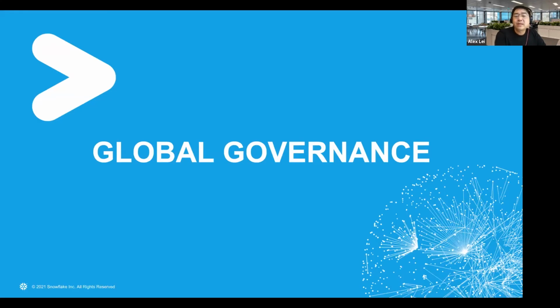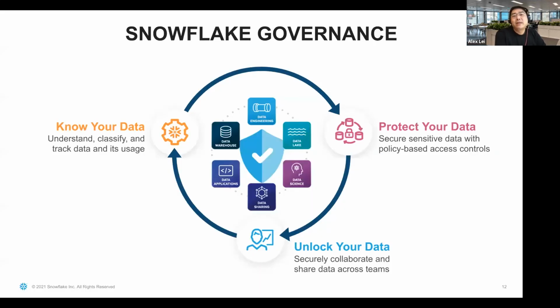So the next theme we've got is to do with the global governance piece. And it's about the 3 different sides of security. Really, it's about knowing your data. How do we classify your information? It's about then, once you know what that data is, being able to protect that information. And thirdly, once you've got the right security model in place, how do you unlock that information so that the people with the right access can access that over time?